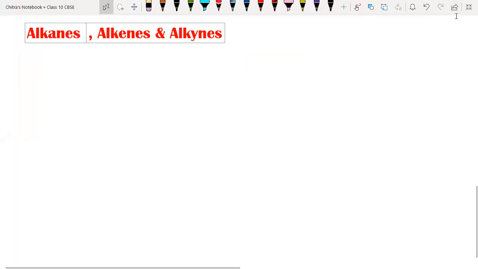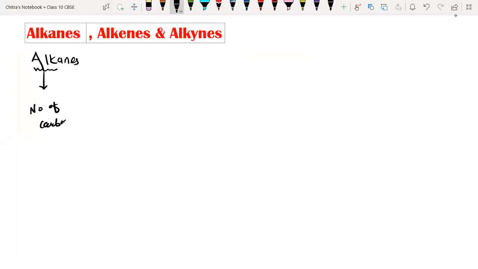Today we are going to understand alkanes, alkenes, and alkynes. First we're going to understand the alkanes. So I'm writing here alkanes. Here the word alk represents the number of carbons. Suppose we have one carbon, then we use meth for that.